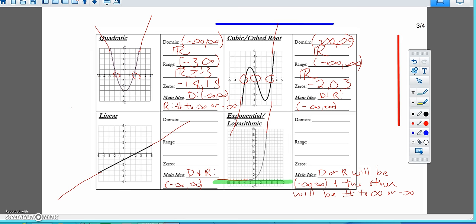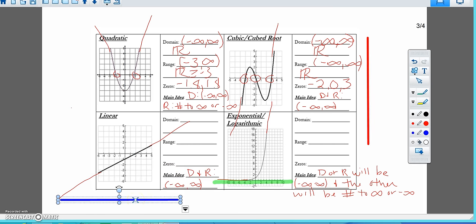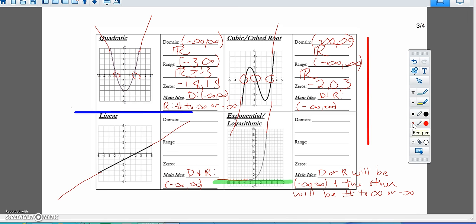For linear, I drag it across, and it'll be touching the entire time as I drag it across. And for range, I have to drag it up, and that will also be touching the line the entire time as I drag it up. So that means that for my domain and range, both of these will be just like cubic or cube root, negative infinity to infinity, or all real numbers.